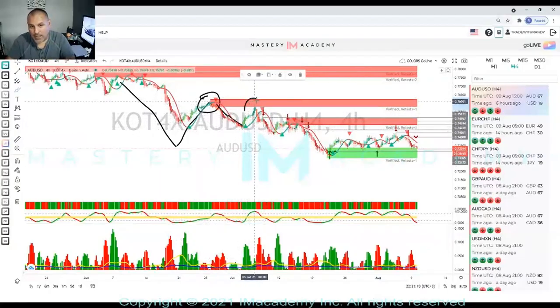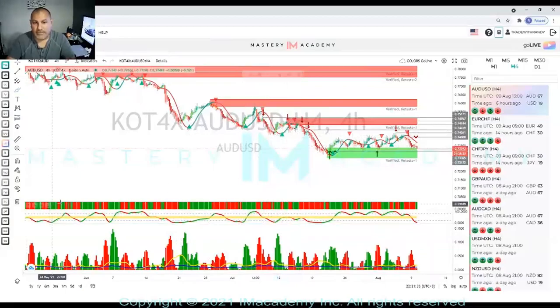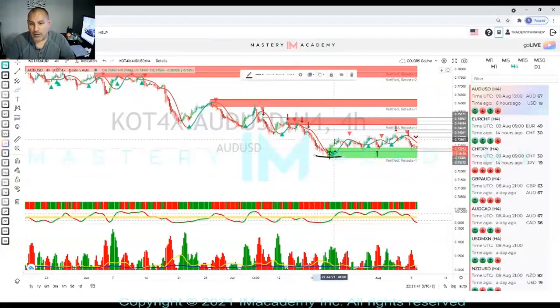And then we pull back to rest. And then we continue down. And then we pull back to rest. It's still moving down. We're creating what? Lower highs and lower lows. That's how you get retests. That's how you get pullbacks and retracements. We created a low here. We created a lower high, but we never created a lower low.